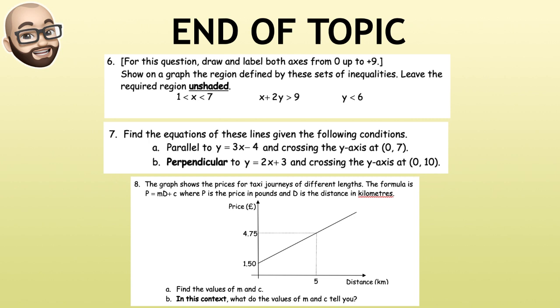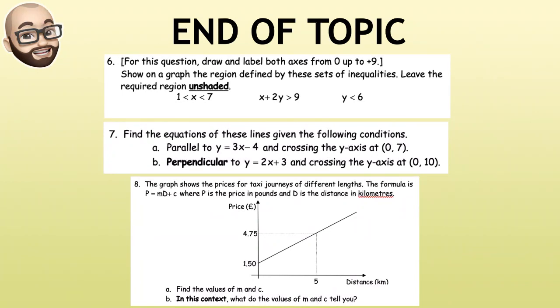It says the graph shows the prices for taxi journeys of different lengths. The formula is P equals MD plus C, where P is the price in pounds and D is the distance in kilometres. Find the values of M and C, and in this context, what do the values M and C tell you? So this is pretty much like a real life version of y equals mx plus c, except in this question they're calling the y that we would normally call y, P, and what we would normally call x, D. Apart from that, it's the same question.